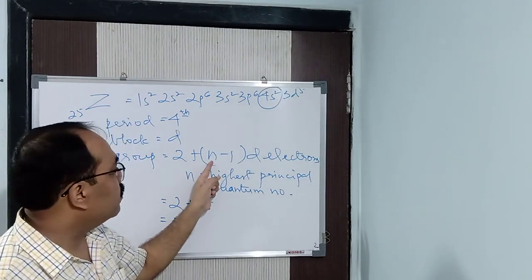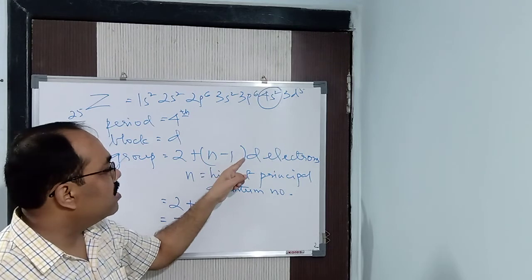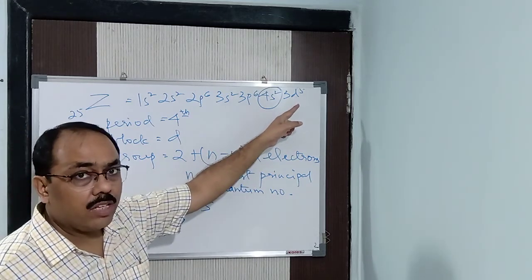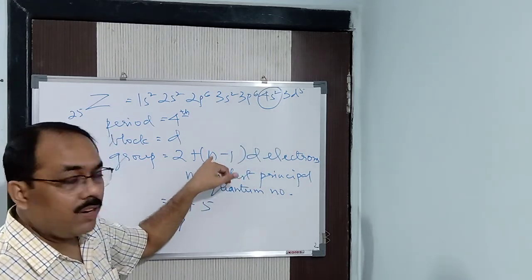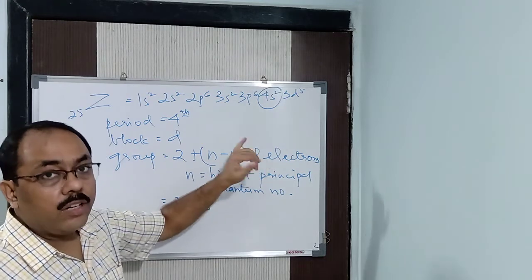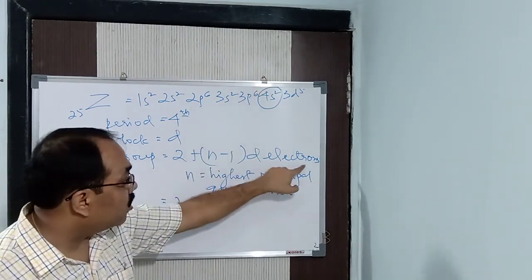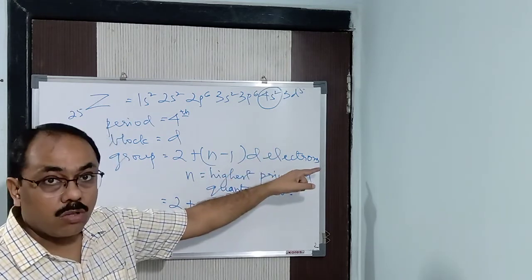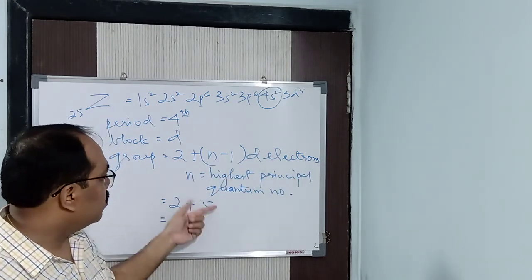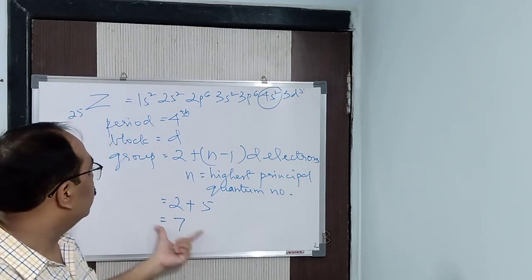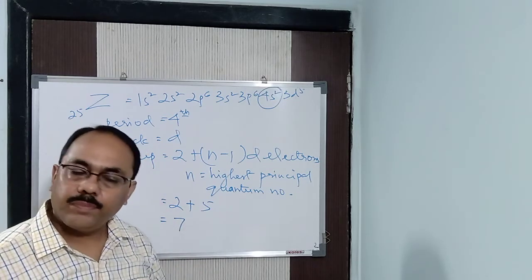N is the highest principal quantum number, but highest is what? 4. 4 minus 1 is 3d. In 3d, how many electrons are there? 5 electrons. Suppose here the highest had been 5. 5 minus 1 is 4d. In 4d, you find out how many electrons there are. I have written (n minus 1)d electrons. Got it? 2 plus that. So hence, it belongs to which group? It is group 7. Alright.